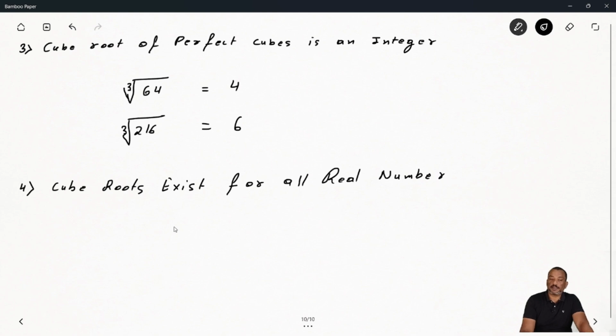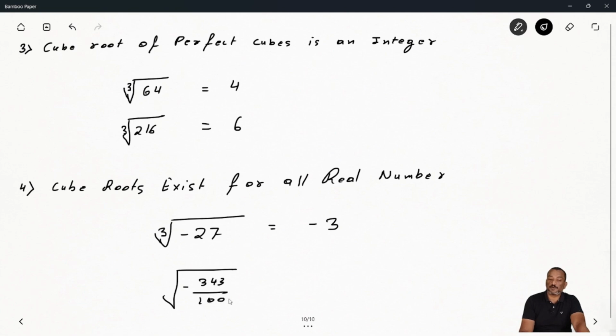Okay, like I can say cube root of minus 27. So which means cube root of minus 27 is how much? You can say here minus 3. Cube root of minus 343 over 1000. Okay, so there cube root, you will get how much? Minus 7 over 10. So there also means you can find the cube root of real numbers also. So that way you can find any number's cube root. So these are the fourth property of cube roots.